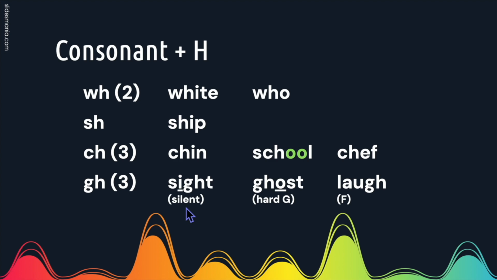GH is silent most of the time, like in sight. There are some words where the H is silent, like in the word ghost. And there are a few words where G and H take on the sound of an F, like in laugh.